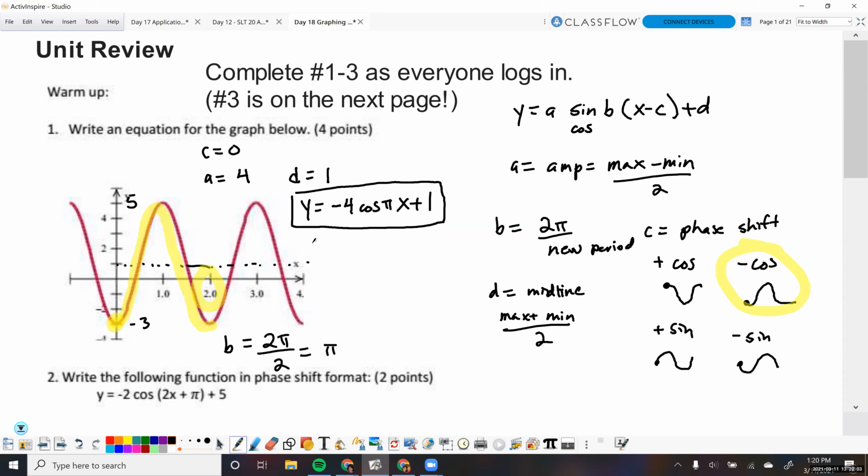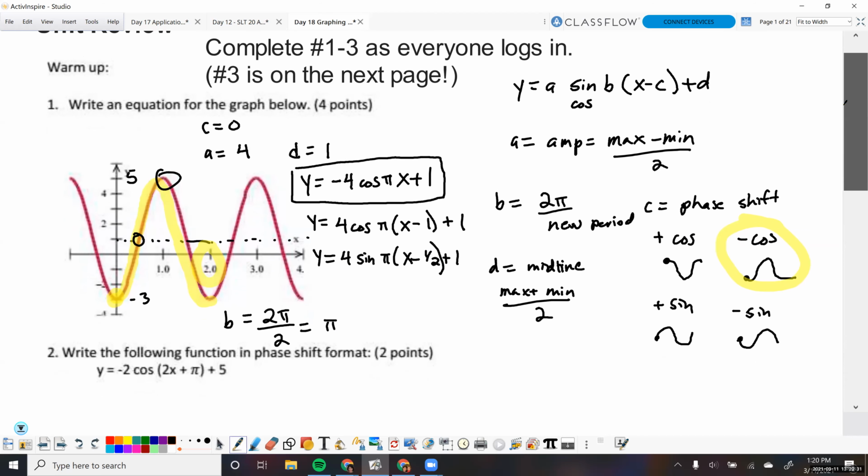Now, some people might also write it as a positive cosine using this maximum, and that would be okay. I don't know that anyone would write it as a sine. I mean, you could. You could write it y equals 4 sine pi x minus a half plus 1, but I'm guessing that's not going to be a popular option. I'm guessing most of you are going to go with the first 2.